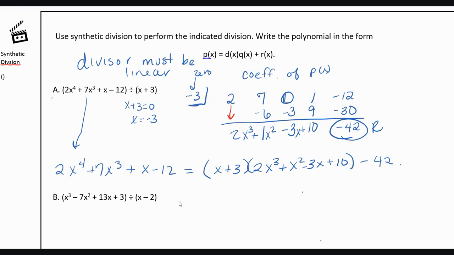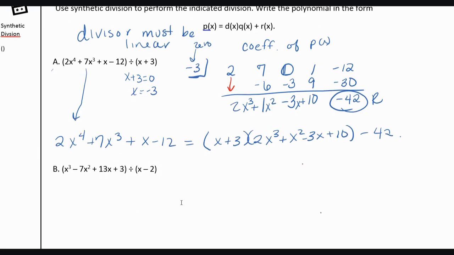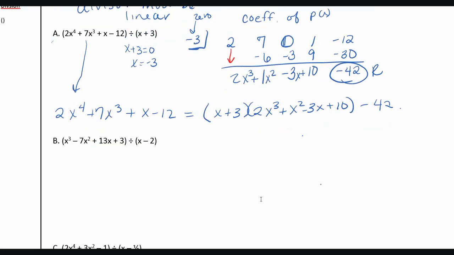We want to divide x cubed minus 7x squared plus 13x plus 3 by x minus 2. So in the little box, we're going to put a positive 2 because that's what the 0 would be if we set x minus 2 equal to 0. Then we're going to write the coefficients of our polynomial across the top. So it would be 1x cubed minus 7x squared plus 13x plus 3.